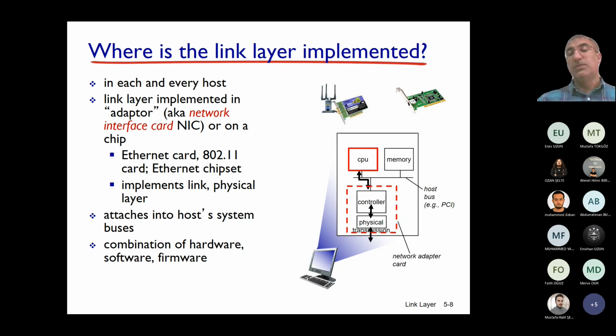And this is sometimes called an Ethernet card or 802.11 card, Ethernet chipset, and so on. So this NIC card is an implementation of both the link as well as the physical layer. And we attach these to the host system bus, as you see from here. We have the physical layer, we have the controller, and this is attached to the host system bus, which is connected to the CPU as well as the memory. So this NIC card is a combination of hardware, software, as well as firmware.